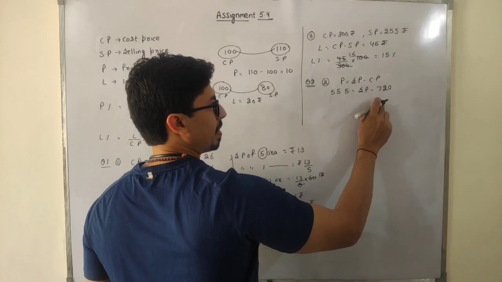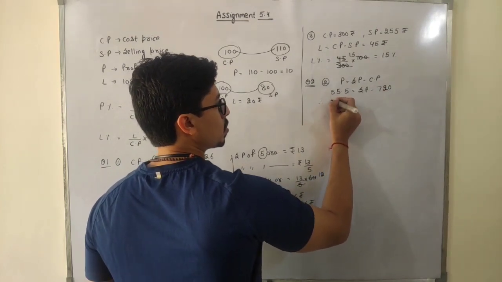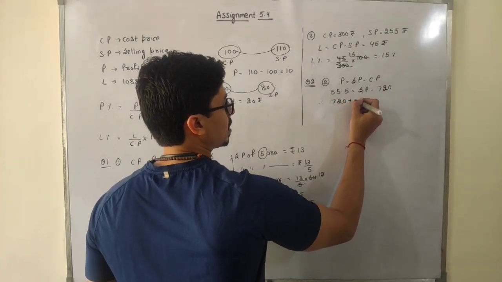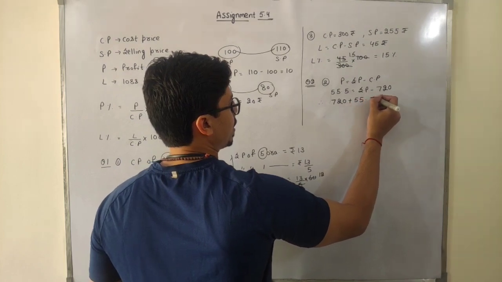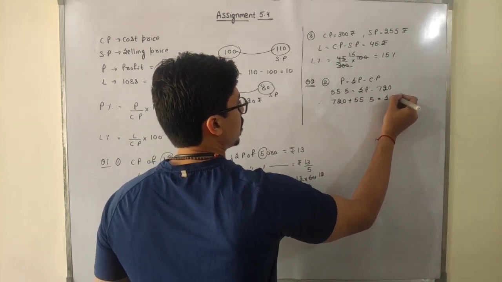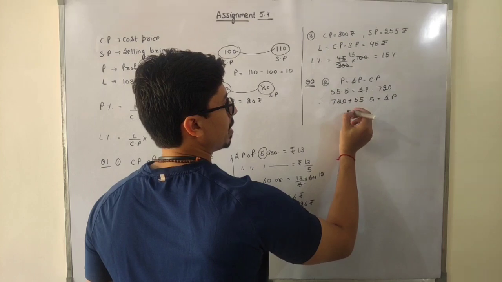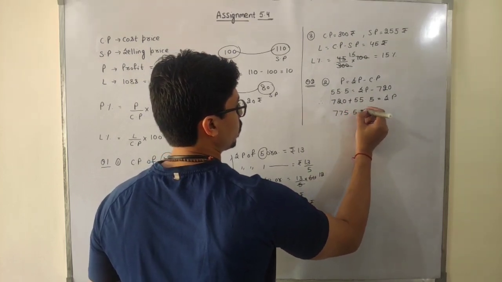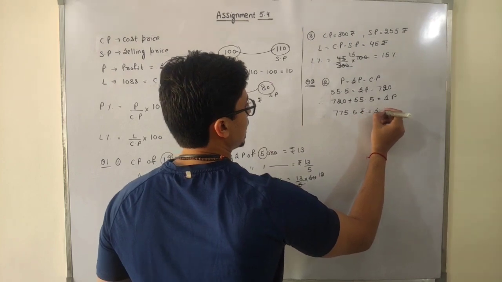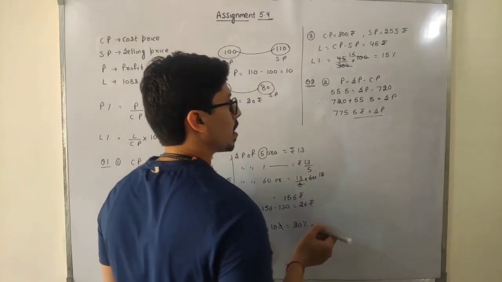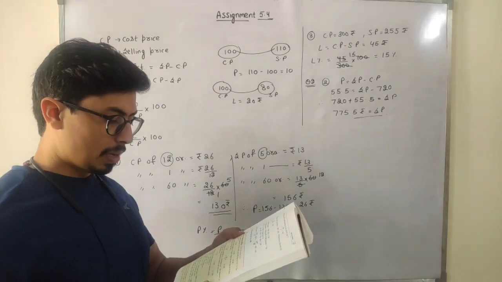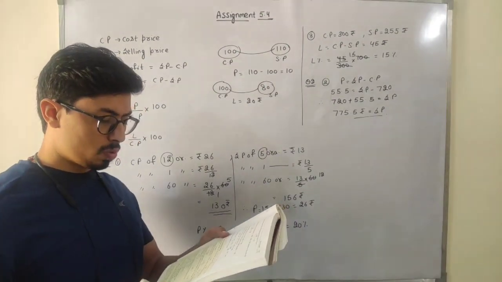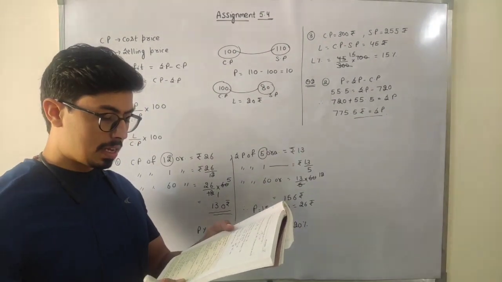See, this is negative here. When it goes here, it will be positive. So 720 plus 55.5. This is my selling price now. If I just add them, it will be 775.5 rupees. So this is my selling price. Now, similarly, students, you can do the next parts also.